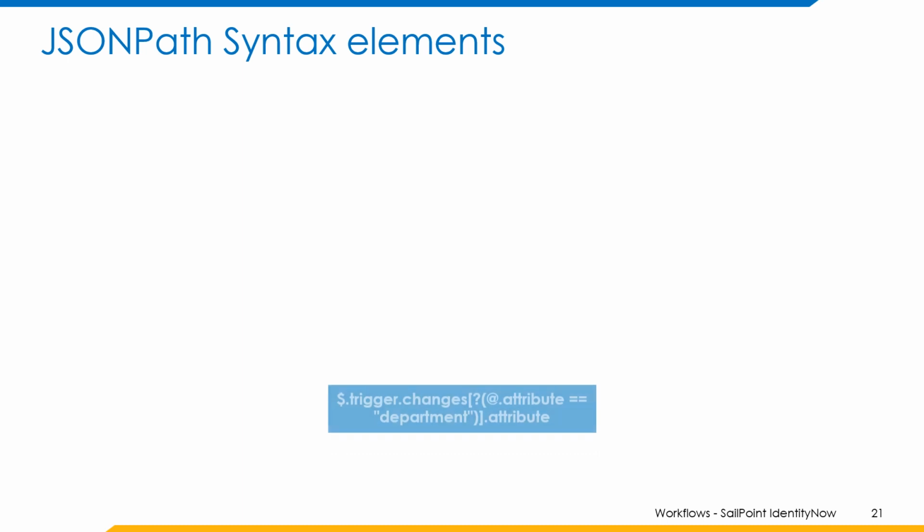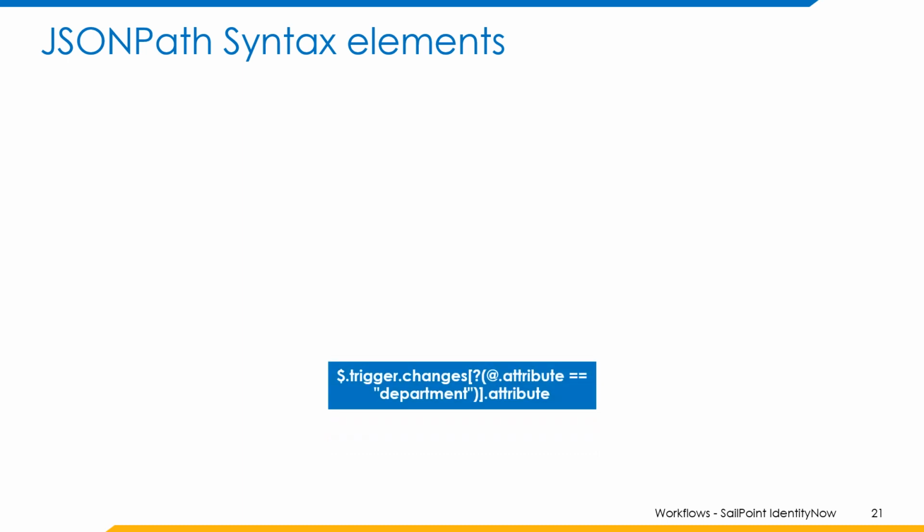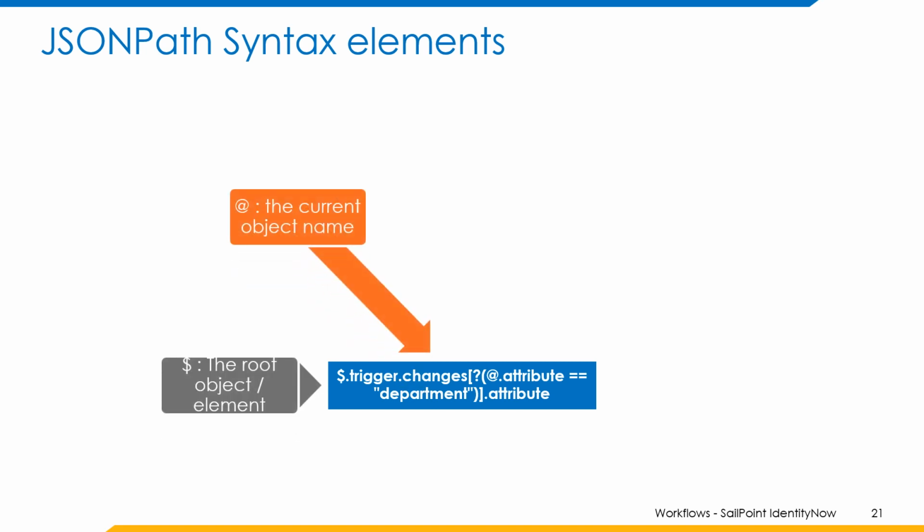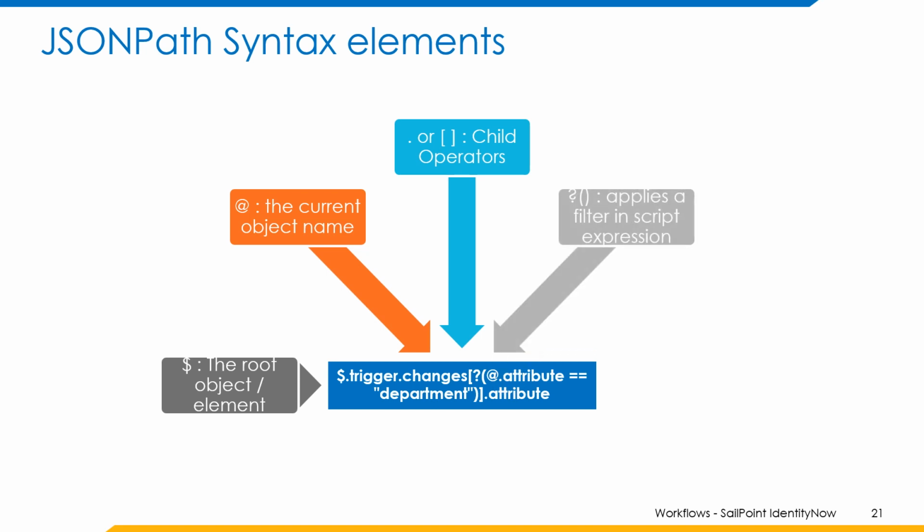The next slide contains a detailed note of the syntax for a regular JSON path. This is an example of a JSON path to explain the syntax in a better fashion. The $ sign is the root object, the @ sign is the current object, and dot or square brackets are child operators or subscript operators. If we are seeing a question mark with parentheses, it is used to filter an expression, and if we are using single parentheses, that can be used for script expressions.